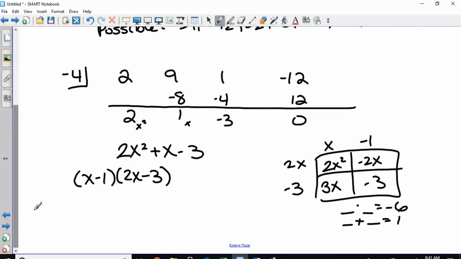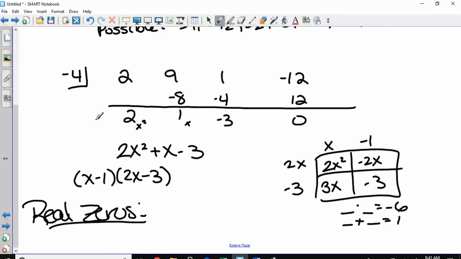So the 2 things I'm going to ask you are the real zeros. Zeros are just a number. We already know -4 is a 0. What would make x minus 1 equal 0? 1. What about 2x minus 3?